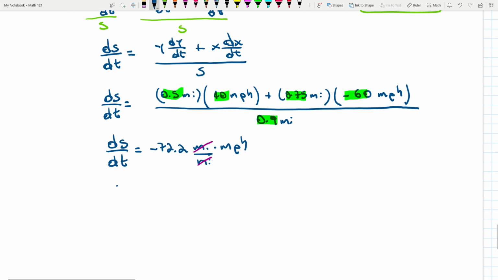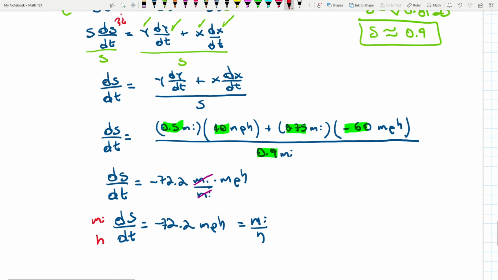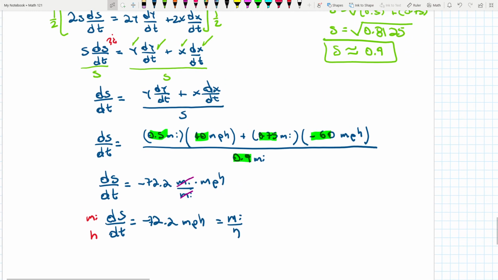Ultimately, our final answer, ds/dt, equals negative 72.2 miles per hour, which is consistent with the units of our derivative ds, a change in the distance, miles, with respect to a change in the time, hours, rather, not t, just hours. All right. And these were a few examples on how to solve related rates problems.